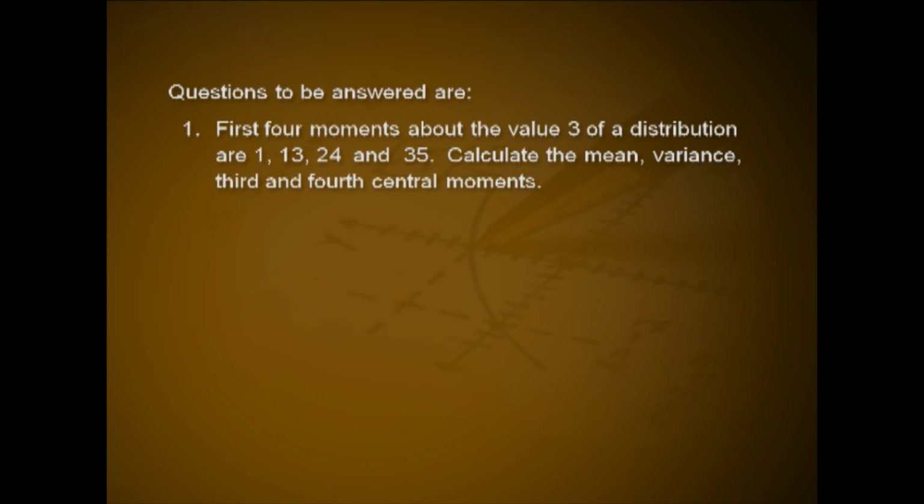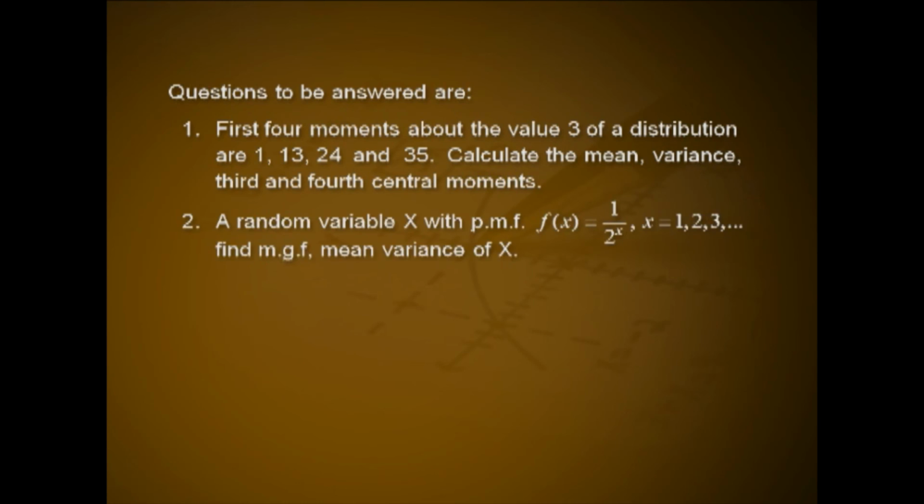Before attending the next session, please try to answer the following questions. First, four moments about the value 3 of a distribution are 1, 13, 24 and 35. Calculate the mean, variance, third and fourth central moments. A random variable X with PMF f(x) = 1/2^x for x = 1, 2, 3, etc. Find MGF, mean and variance of X.